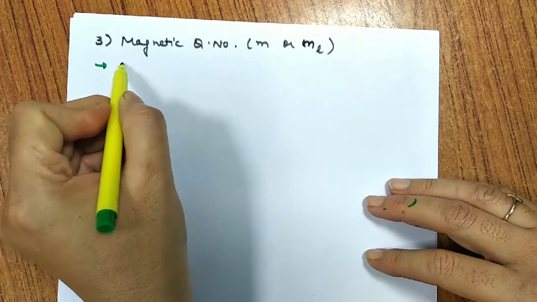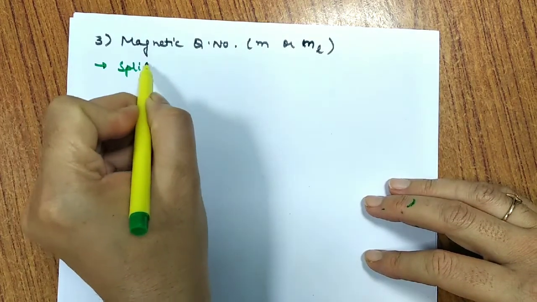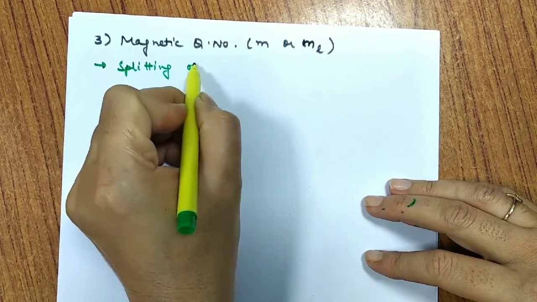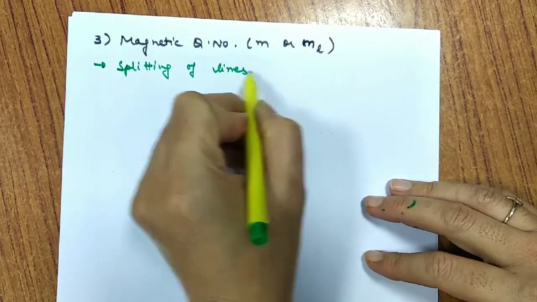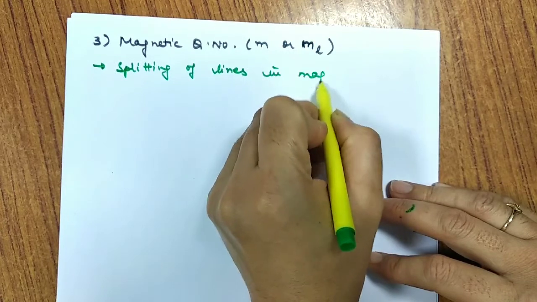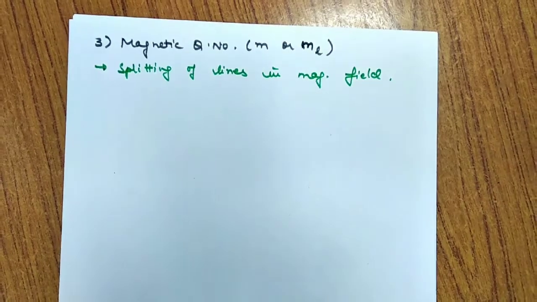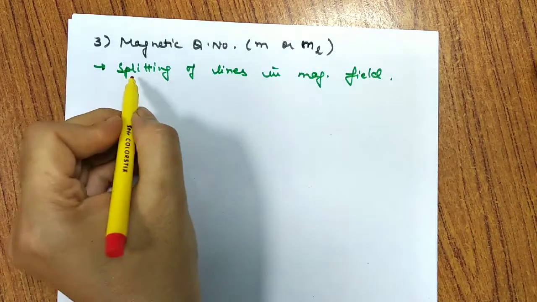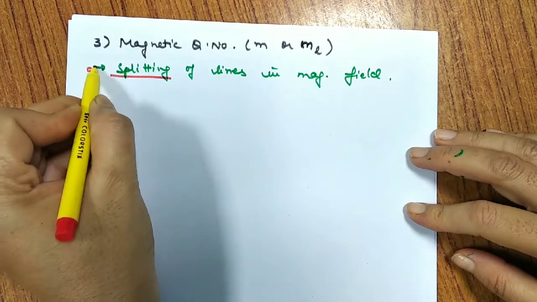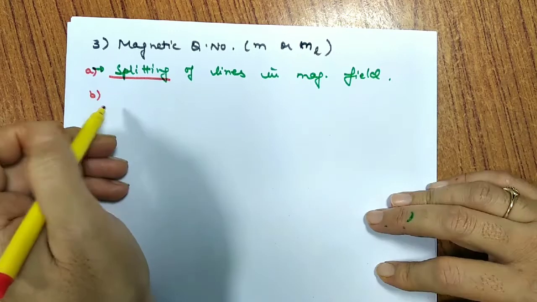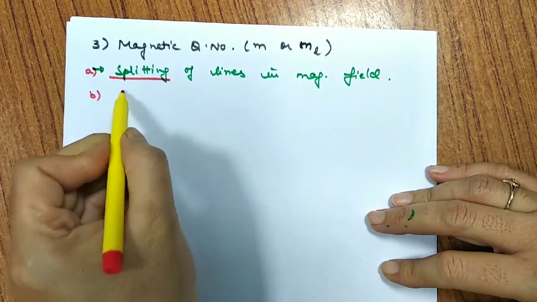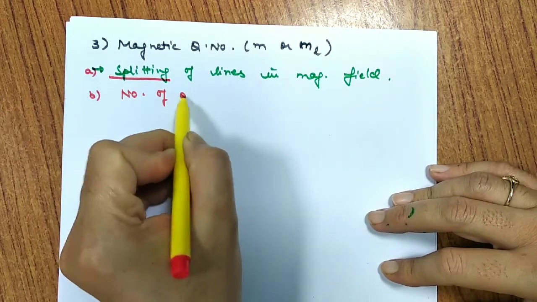It explains the splitting of lines in a magnetic field. That means when we apply a magnetic field, these lines get split, and this magnetic quantum number tells us about the splitting of lines. It tells us about the number of orbitals.